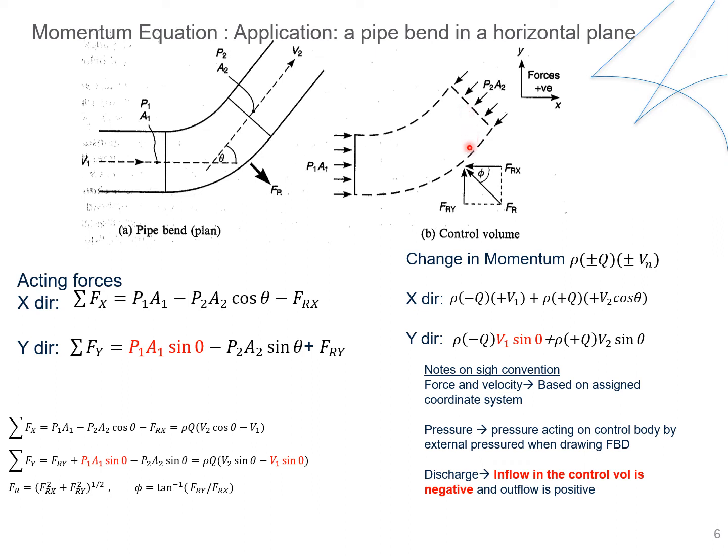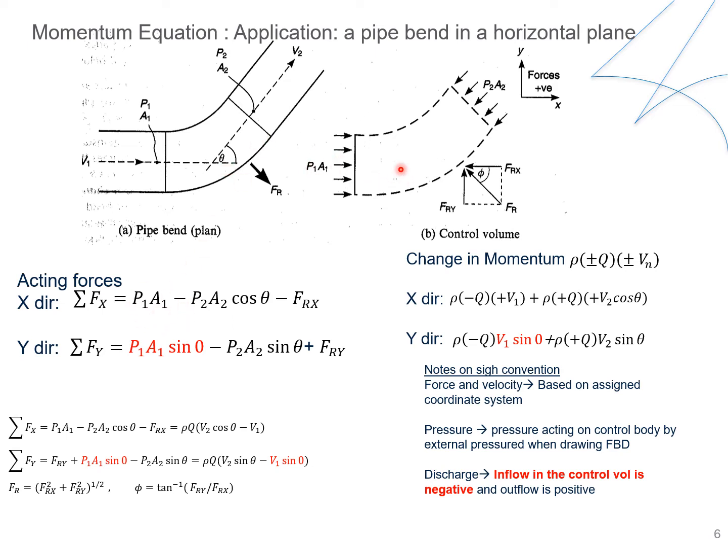Now, if it is a horizontal plane, the weight component is 0. So the sum of the forces acting in x direction is P1A1 minus P2A2 cos theta minus FRX, right? So we assume the x and y coordinates and we assume this as the theta. So what are the acting forces? P1A1, which is acting in x direction.